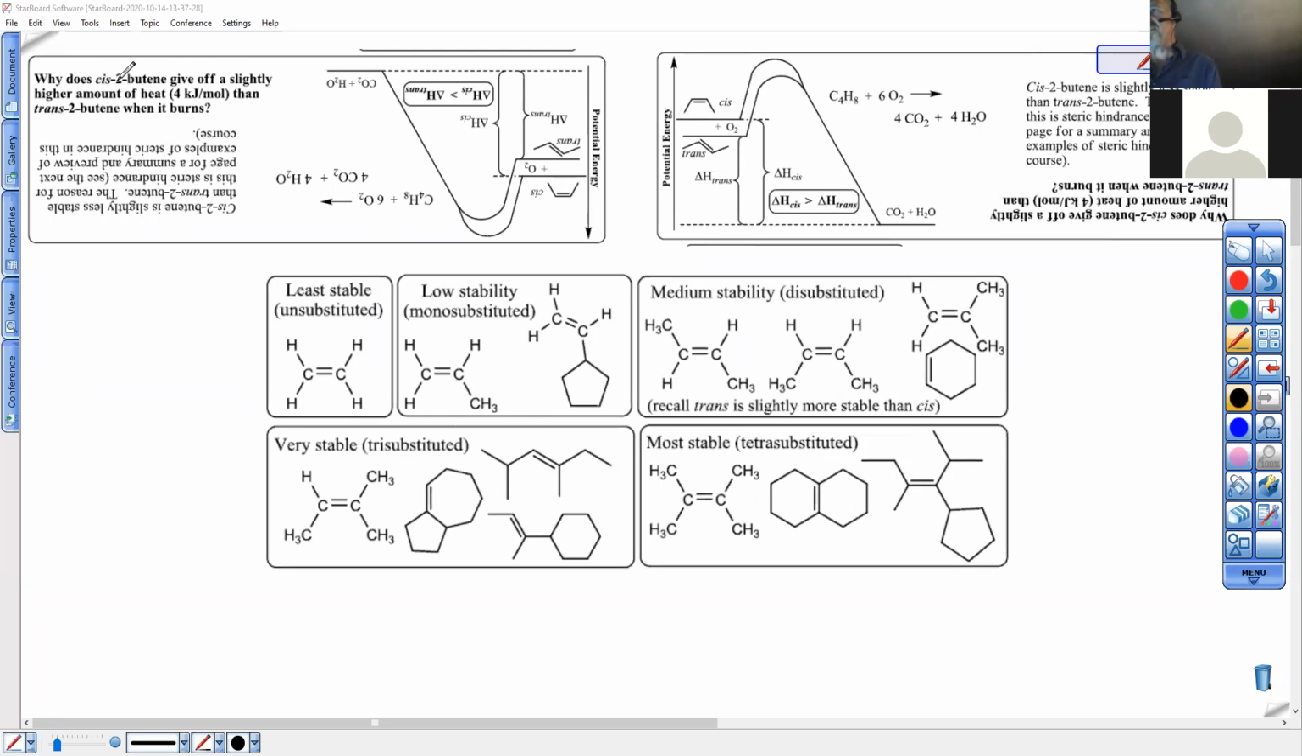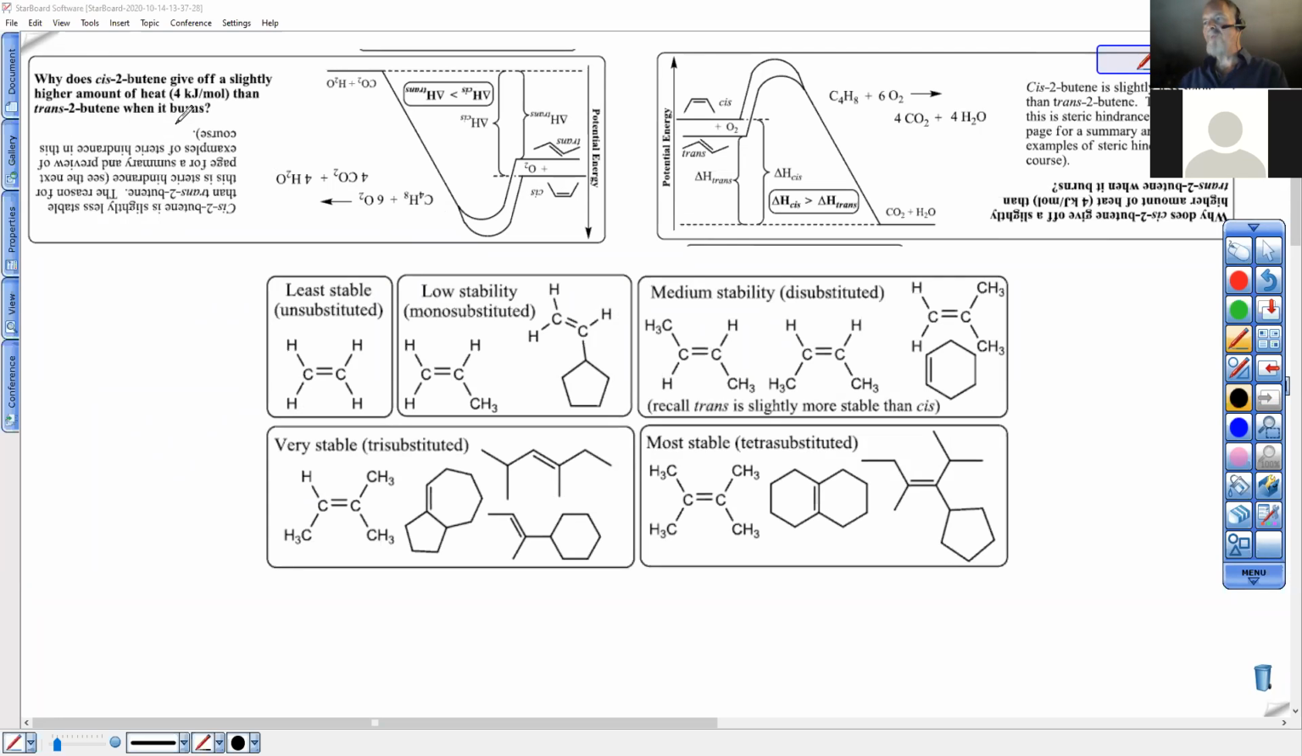Why does cis-2-butene give off a slightly higher amount of heat than trans-2-butene when it burns? So I want you to totally ignore what we talked about, boiling points and melting points. Are those chemical processes? No, those are physical processes. So you talk about intermolecular forces. Here we're talking about molecule stability.